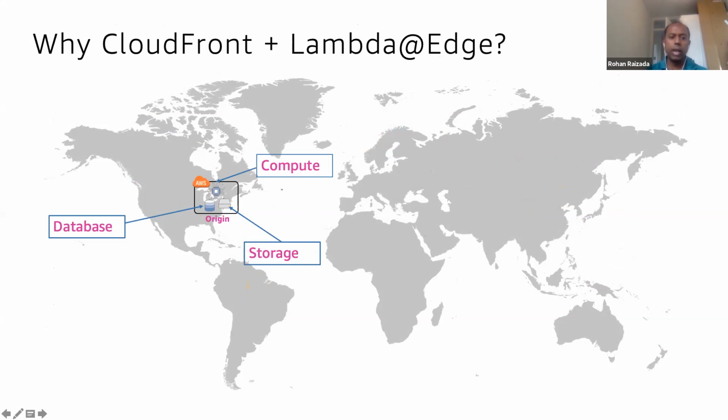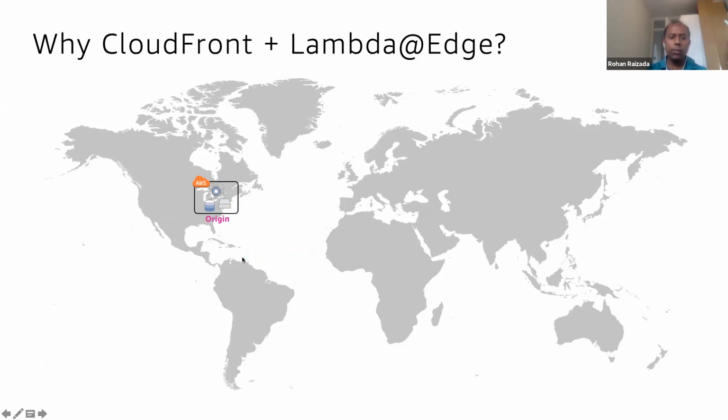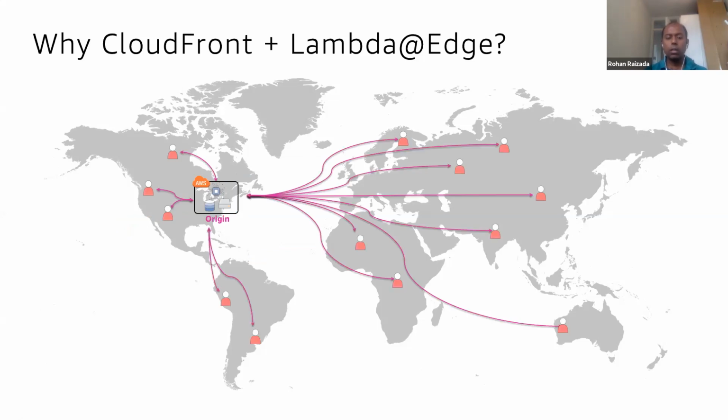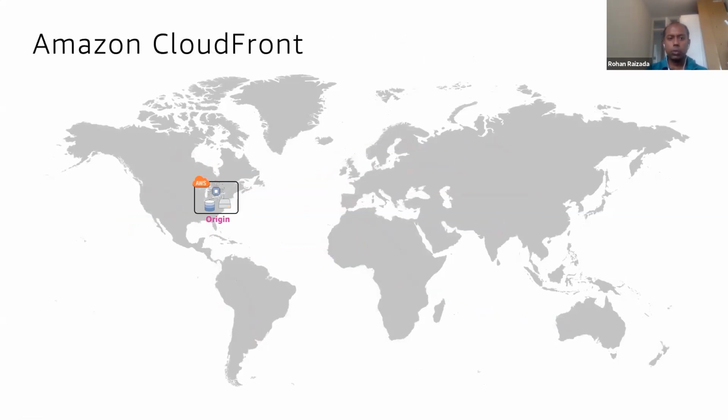So the application will have a compute, a storage, and a database component. If you have, let's say, a few users connecting to your origin from the same geography, this all works pretty well. But if you're talking about a global application, as you can see, this is not a very optimal state. You will have performance and latency issues, and that's where CloudFront comes in to solve that challenge.